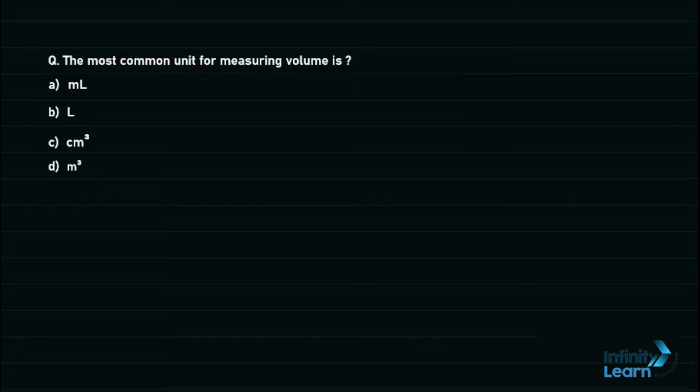Okay students, so before starting the solution, first we have to know what we understand by volume. So students, volume is the measure of the capacity that an object holds. For example, if a cup of tea holds 100 milliliter of tea, that means it has the capacity to hold 100 milliliter of volume.